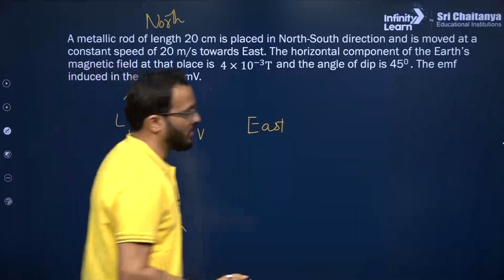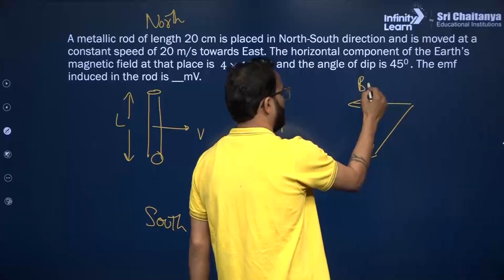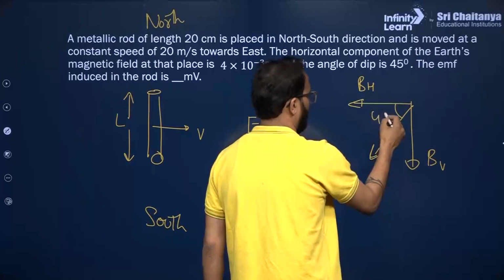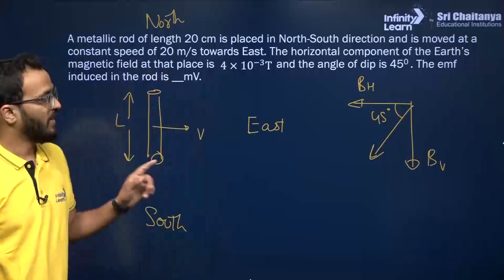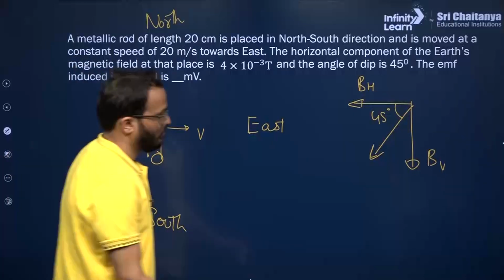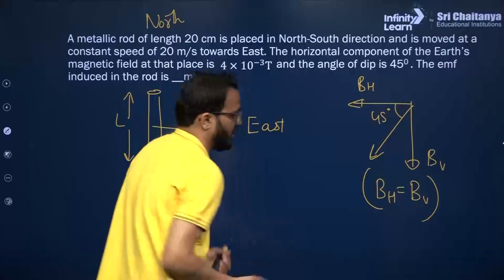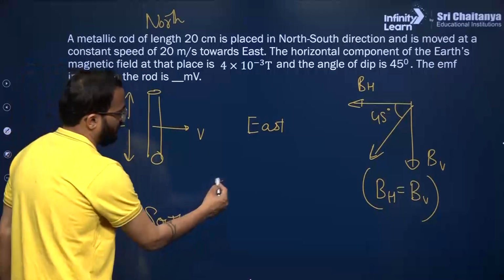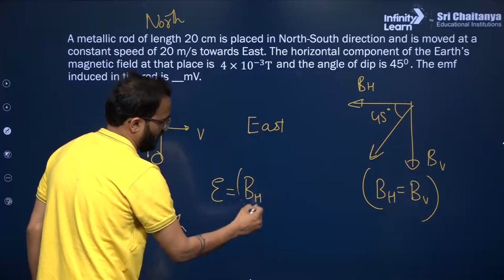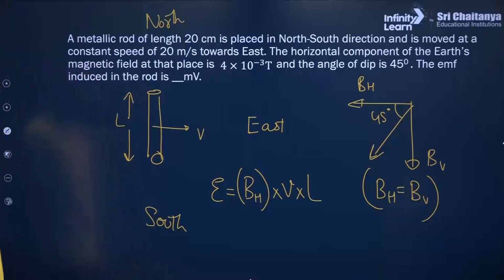So what happens technically, if you try to understand, they are saying that the horizontal component is BH, vertical component is BV, and this angle is 45 degrees. Now if dip is 45 degrees, then don't you think BH and BV will be equal, right? So dip is 45 degrees, BH and BV will be same. So what is the EMF induced? You will say EMF induced will be BH into speed into length.